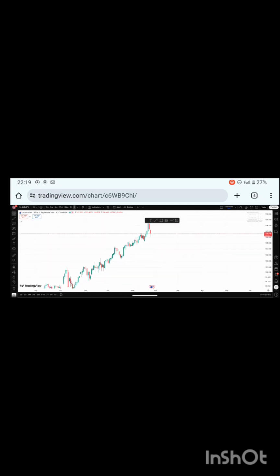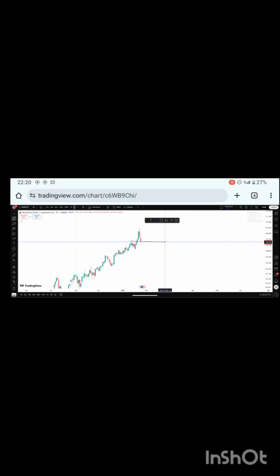daily time frame. On the daily time frame, you can clearly see we have a higher high and a higher low, which is clearly showing that the market is trending up. Let me not waste much of your time. So this is the last high, and this is the last break of structure on the daily time frame.